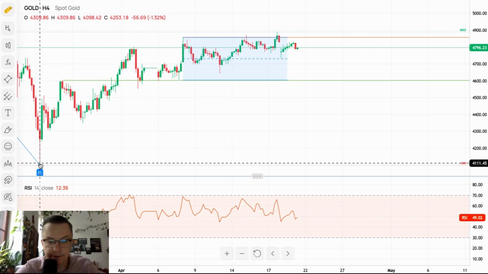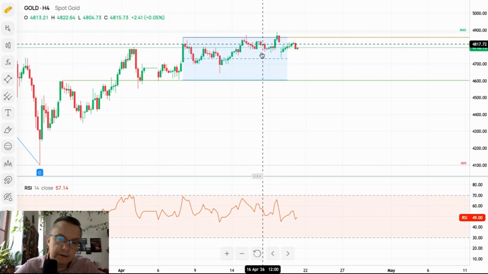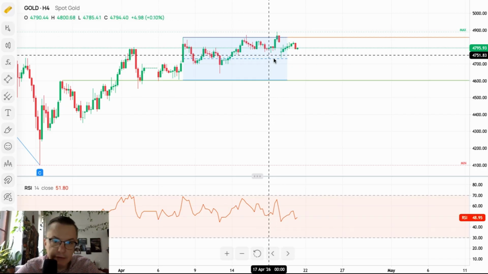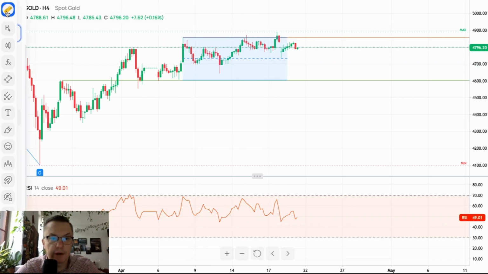This bounce from the lows of 4,098, so 4,100, has bounced a little bit here, and now the bulls don't know what to do next, right? They're trying to break out of this range, but so far to no avail.